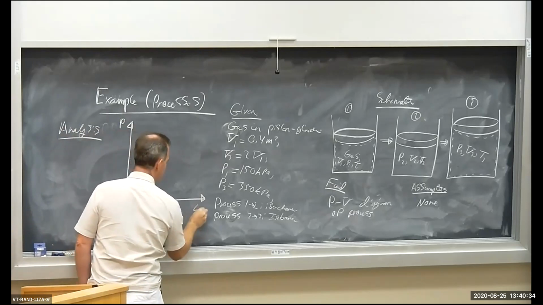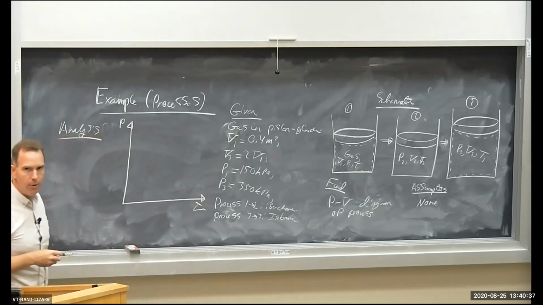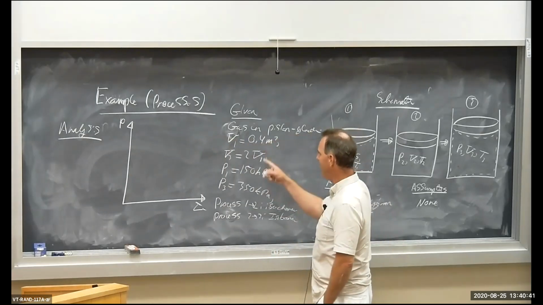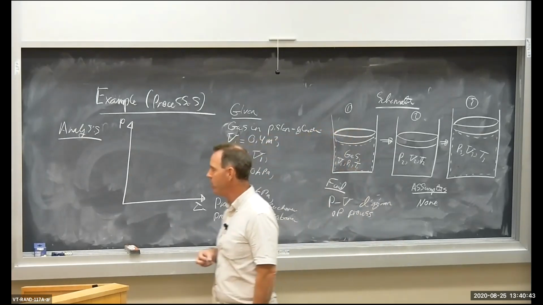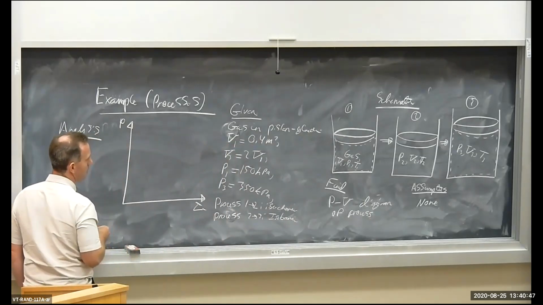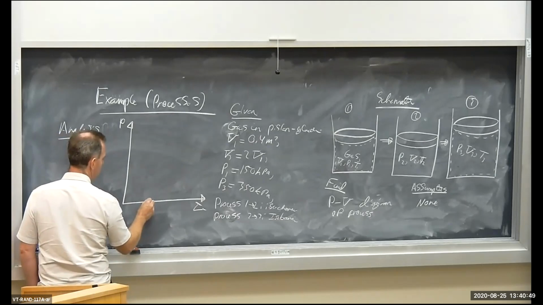Pressure, volume. First of all, let's put state 1. We know everything about state 1. We know the pressure and the volume. So let me put pressure and volume on the plot for state 1.